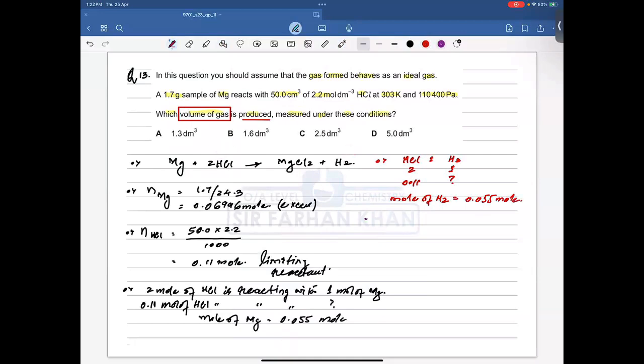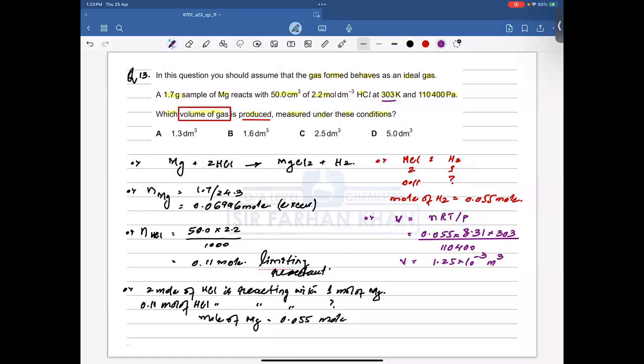Now I can apply PV equals nRT. So V equals nRT upon P. n is 0.055. R is 8.31, which is a fixed value. Temperature is basically 303 Kelvin. And pressure is given already in Pascal, so we don't need to go for the conversion, which is 1,110,400. So volume is going to be 1.25 into 10 to the power minus 3 meter cube.